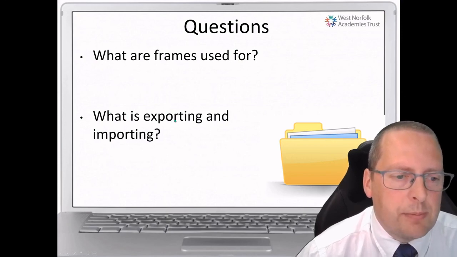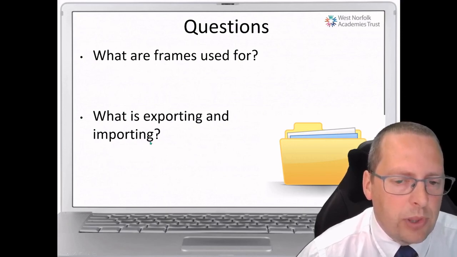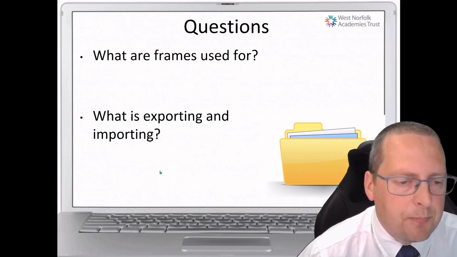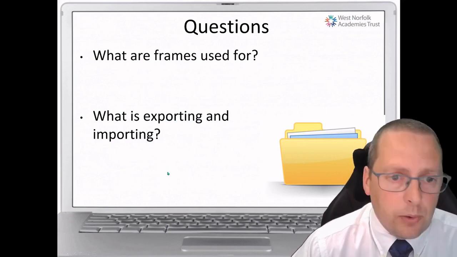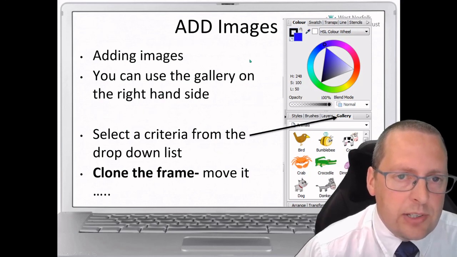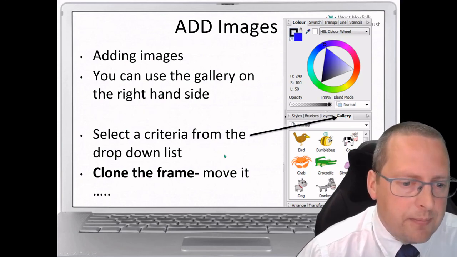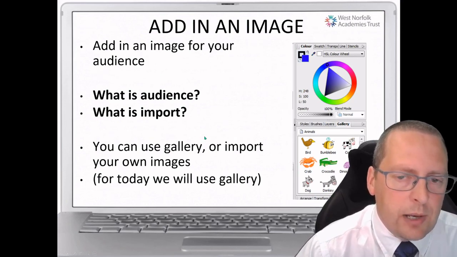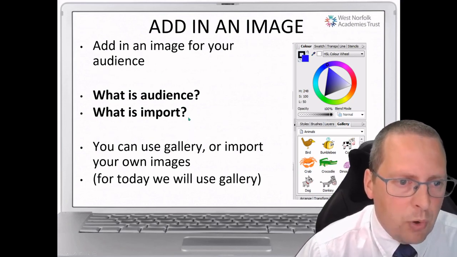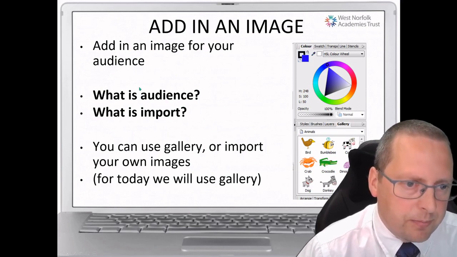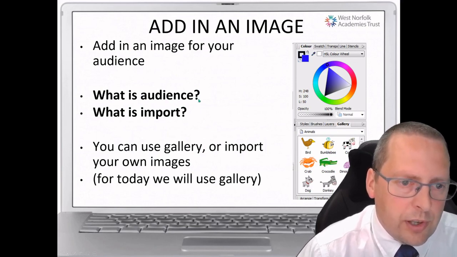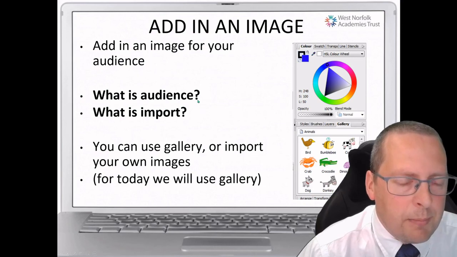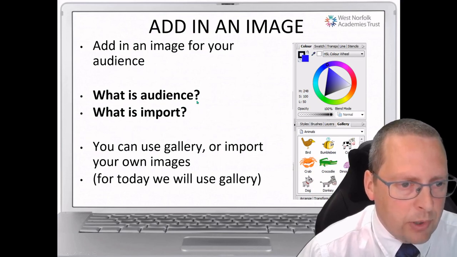And then what is exporting and importing? You need to explain what those terms mean, and we've done that today. So I've already shown you how to add an image into your animation. You can use the gallery. And you then can develop your animation to make it more suitable for your audience. So your audience is going to be an animation about your local area. So you can create something to make it more suitable for the people who are going to be viewing that.